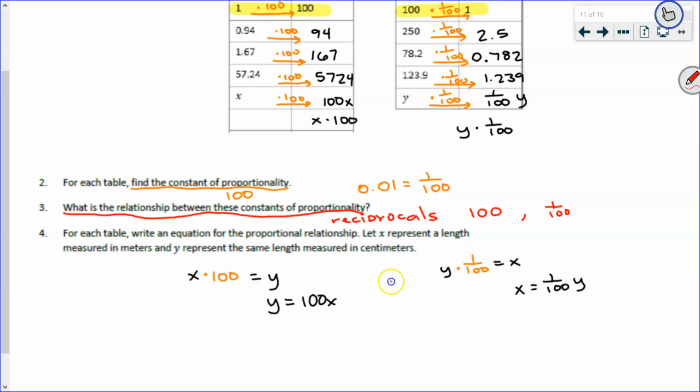But here's what I want you to recognize. Again, do you see the constants of proportionality here in our equation? We have the constant of proportionality 100 and the other constant of proportionality 1/100th. And you can also see that right here in those equations, you can see that reciprocal relationship, right?